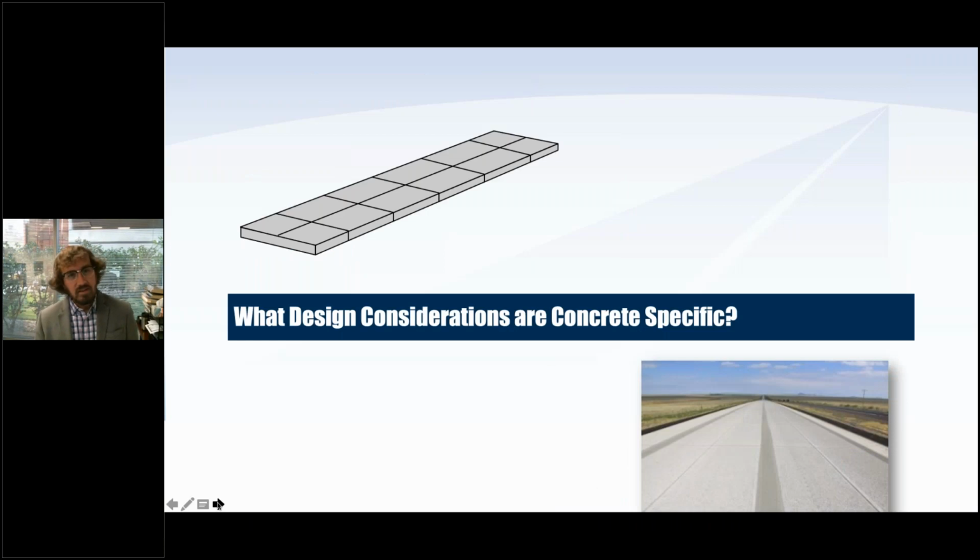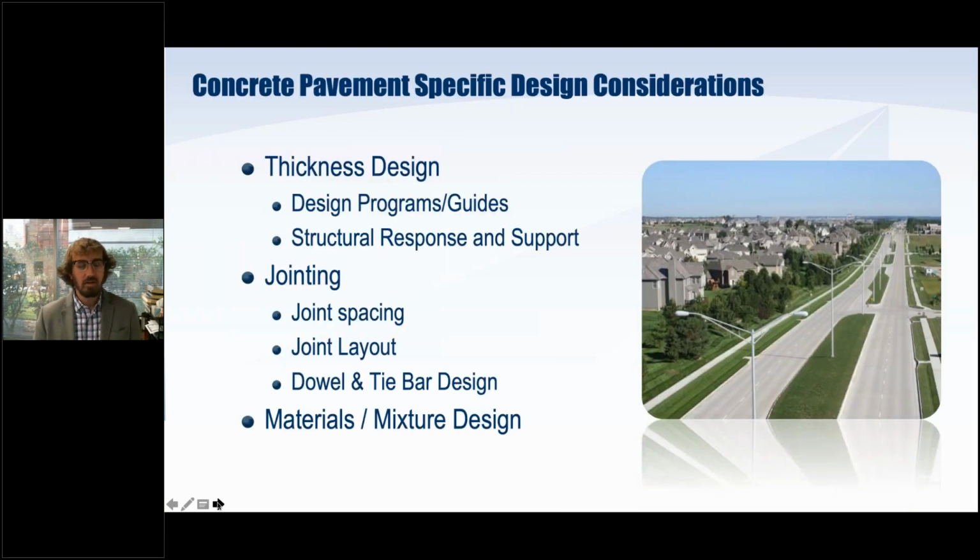The things that are a little different in design for concrete pavements are what we're going to spend a little more time talking about. Those design considerations that are specific to concrete that we're going to focus on today are thickness design, jointing, and materials and mixture design. So within thickness design, the first thing that we have to think about is which design program or guide are we going to use? How is that going to impact what we can focus on and how we can optimize the design? We also have to think about the structural response and the support underneath our concrete pavement because that's going to change how we can optimize our concrete as well.